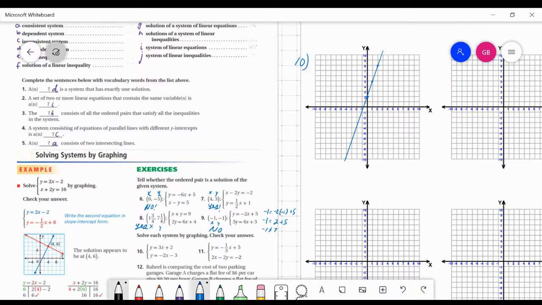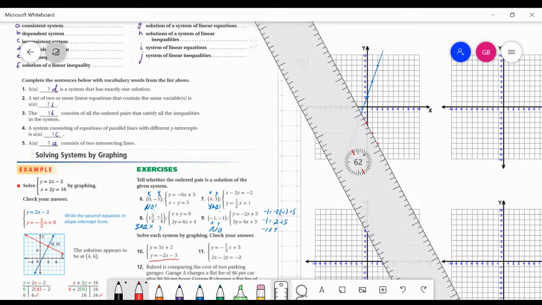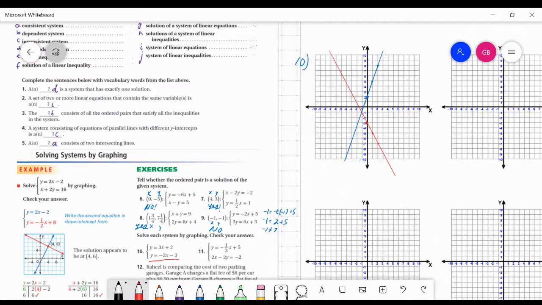And then for the other one, I'll do it in red. The y-intercept is -3. And then my slope is -2. So I'm going to go down 2 and run 1. Down 2 and run 1. Okay, draw the other line here. So we could see that they intersect at -1, -1. That's the solution to the system.